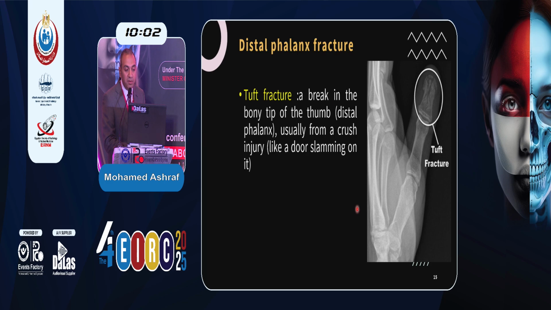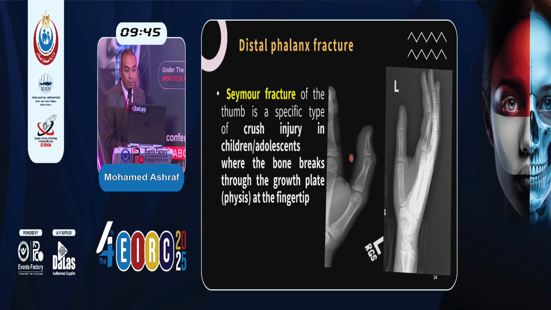The common injury patterns. For distal phalanx fractures, you can see the tuft fracture, which is a break in the distal tip with the bone fractured into multiple fragments. This type of fracture is usually seen with a door slamming on the thumb. Seymour fracture is seen in adolescents and children before the closure of the epiphysis, and here we can see a small fracture in the epiphysis of the distal phalanx.